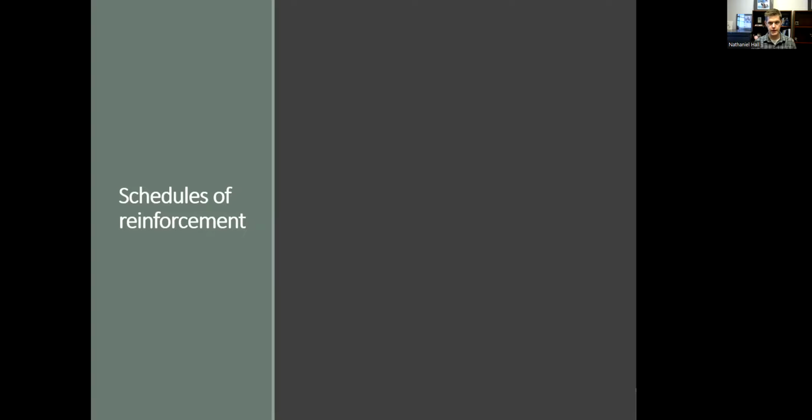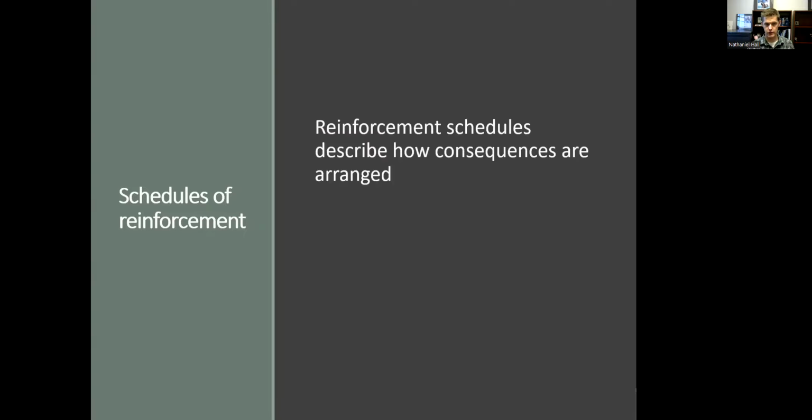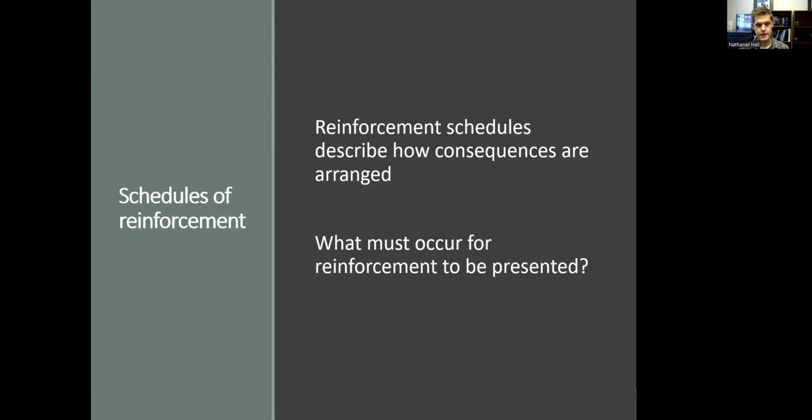Okay, so what are our schedules of reinforcement? Reinforcement schedules describe how consequences are arranged. So we're totally on the C side of the 3-term contingency, the consequence side. How are these different kinds of consequences arranged, and what must occur for reinforcement to be presented? What does the animal have to do? Do they have to engage in one response, multiple responses, a very fast burst of responses, a short burst of responses? What is required to receive that reinforcer? That is our schedule of reinforcement.